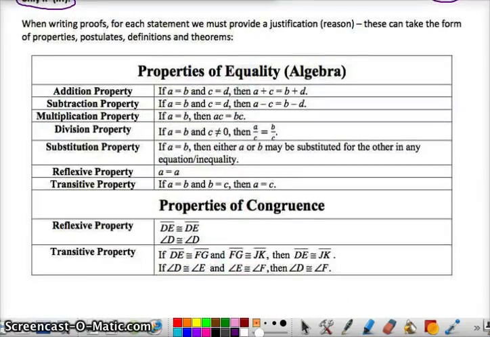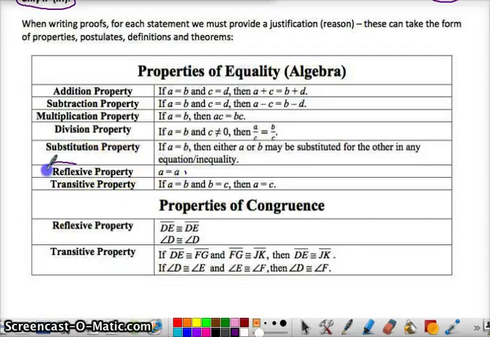Okay, properties of equality and congruence. You learned these hopefully in Algebra 1. Addition property: if you add the same thing to each side, they're going to equal each other. Subtraction property, multiplication property, division property, substitution. You substitute one thing into the other, and the two originals were equal to each other. They're still going to be equal.